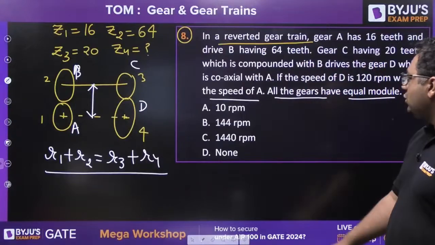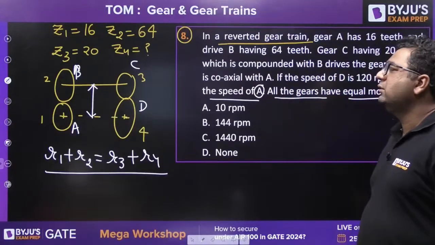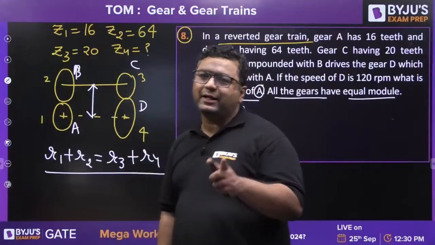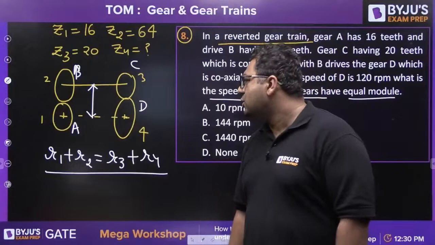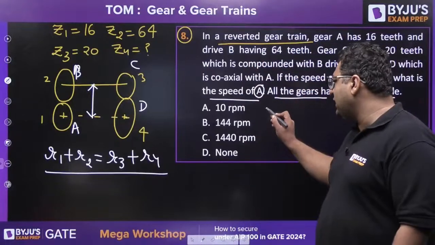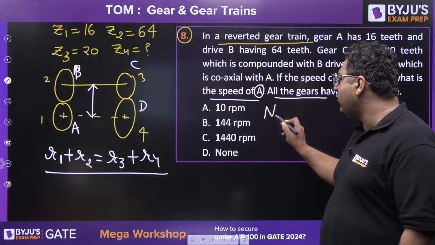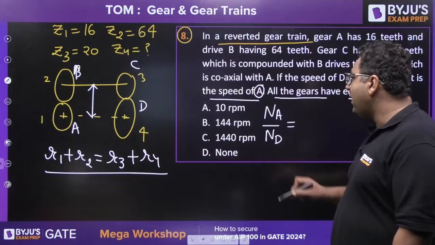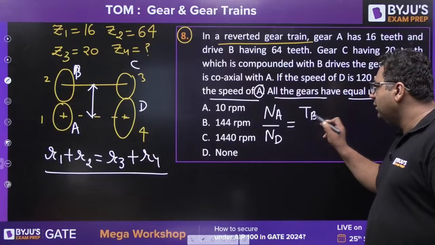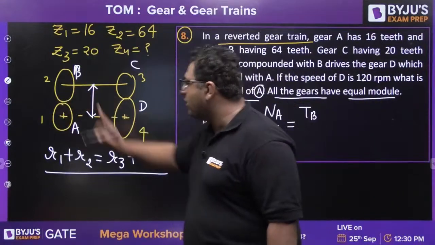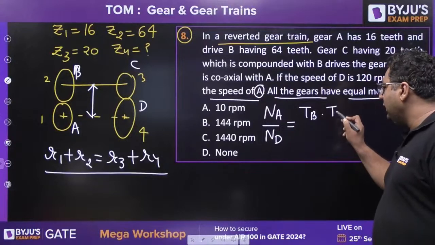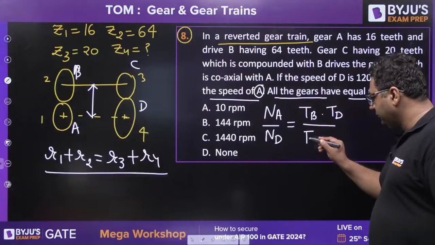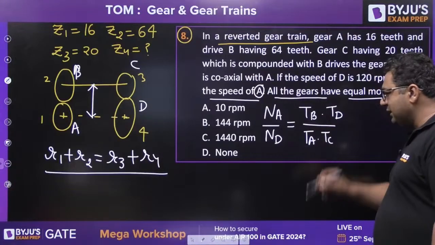So guys, you need to find out the speed of A. Can we say a reverted gear train is a kind of compound gear train? Yes. So with the help of this, we can write the speed of A divided by speed of D as TB, where A is driver and B is driven, into TD, where C is driver and D is driven, divided by TA into TC.